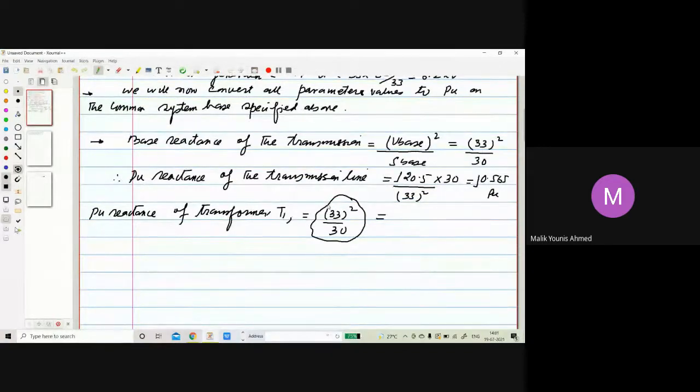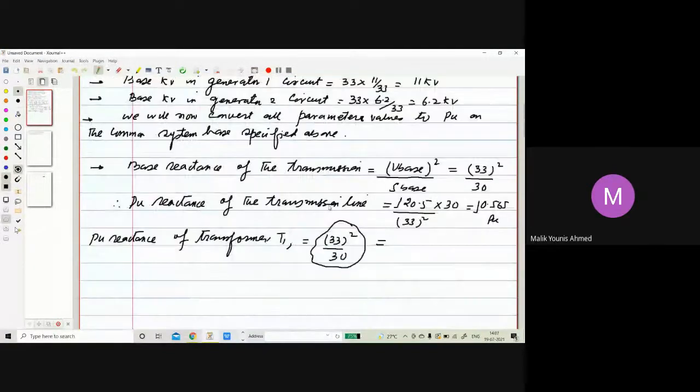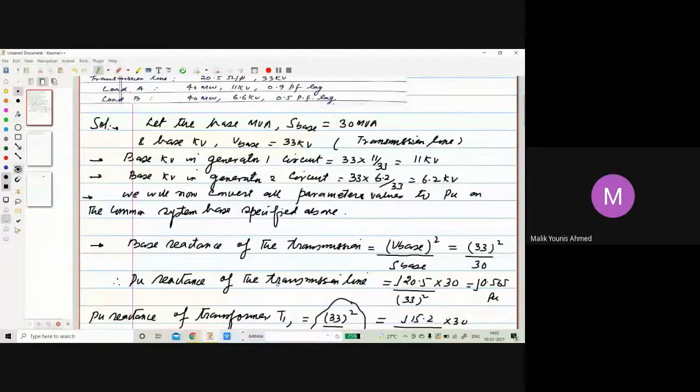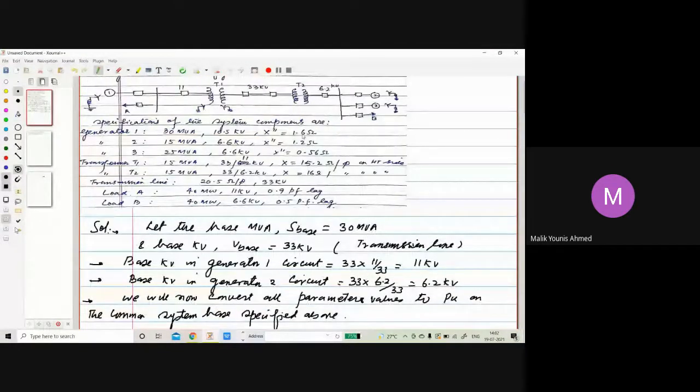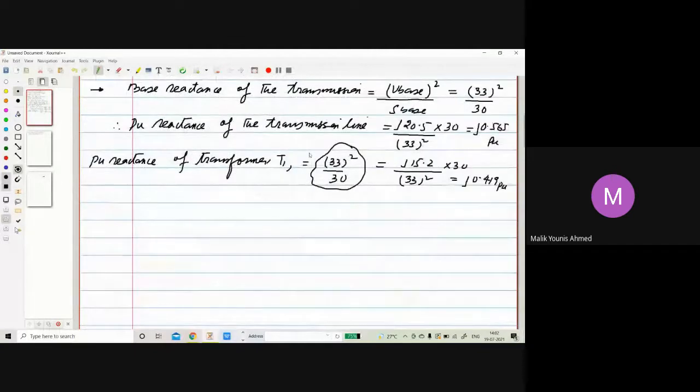So the actual value is j15.2 divided by this base value, 33 square divided by 30, and this comes out to be j0.419 per unit. Very important, you have to find base values every time now, because the old per unit values are given in actual values. So the same formula as the transmission line will be used.